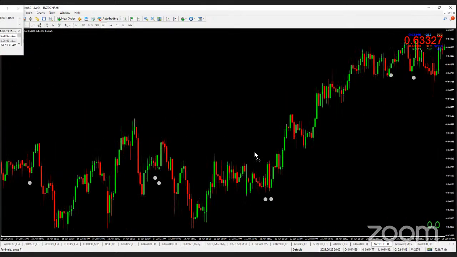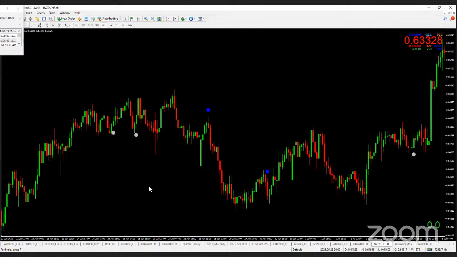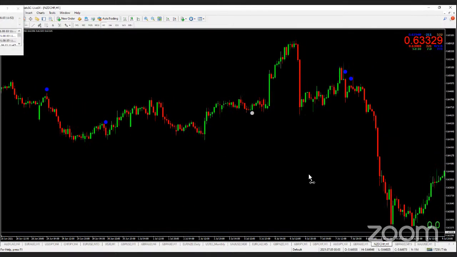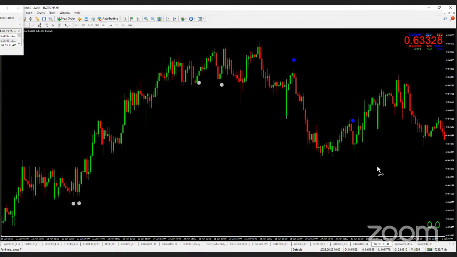You can trade it with all instruments. We can trade it with foreign currency or FX or currencies, really. You can trade it with stocks. You can trade indices. You name it. It's a super duper indicator.